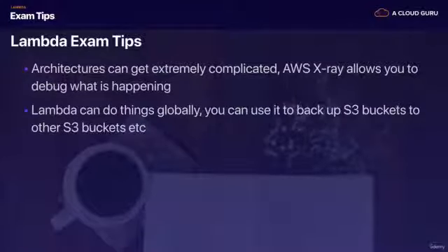And then Lambda can also do things globally. So you can use it to back up an S3 bucket to another S3 bucket, etc. And go in knowing your triggers. We're going to cover this when we build our serverless website and our Alexa skills, but you really need to know the different Lambda triggers. You need to commit them to memory, or at least you should know what can't trigger Lambda. For example, RDS cannot trigger Lambda as of yet.